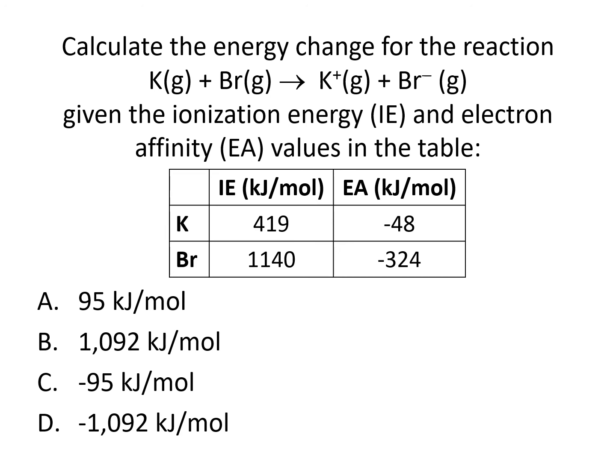This question is a simplified version of the Born-Haber cycle. It is just using 2 out of the 5 steps. You have to figure out which atom you are using ionization energy for, which atom you are using electron affinity for, and whether or not you need to manipulate the equations and values for either of them. Is the answer A, 95 kilojoules per mole, B, 1092 kilojoules per mole, C, negative 95 kilojoules per mole, or D, 1092 kilojoules per mole?